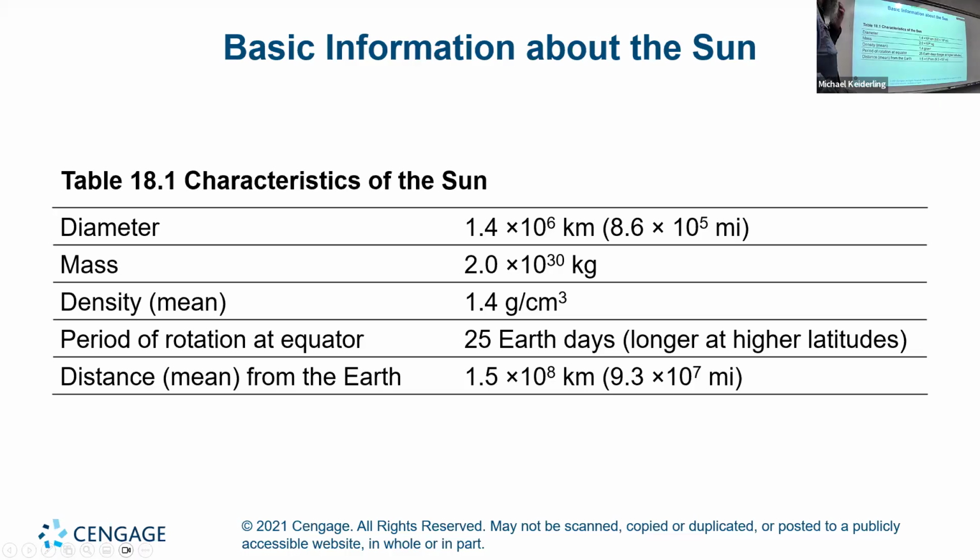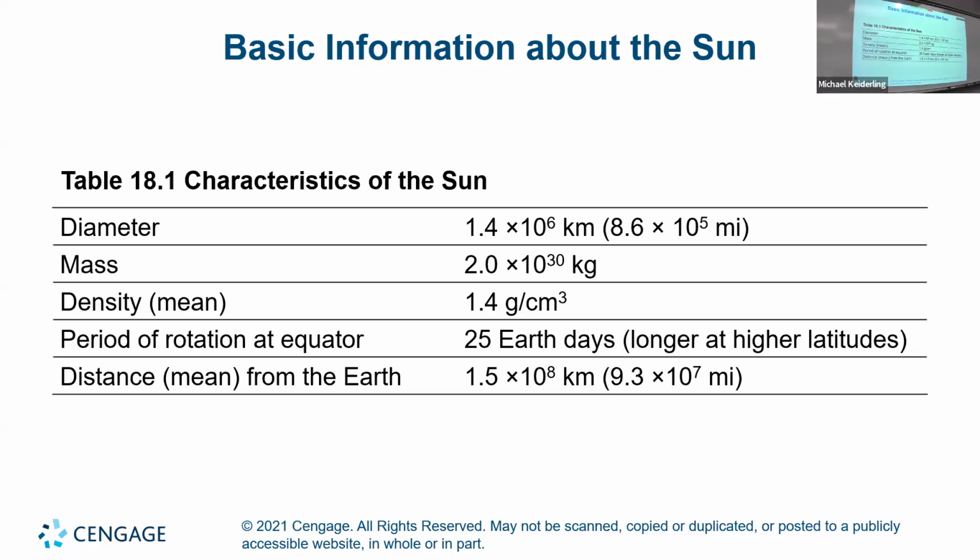So, some basic information about the sun. Its diameter is 1.4 times 10 to the 6 kilometers, so 1.4 million kilometers, or 8.6 times 10 to the 5th miles. Its mass is 2 times 10 to the 30 kilograms. That's enormous. Again, 99.8% of the mass of the solar system is in the sun. Most of that remaining 0.2% is Jupiter.